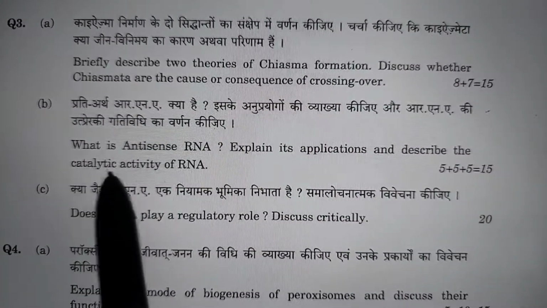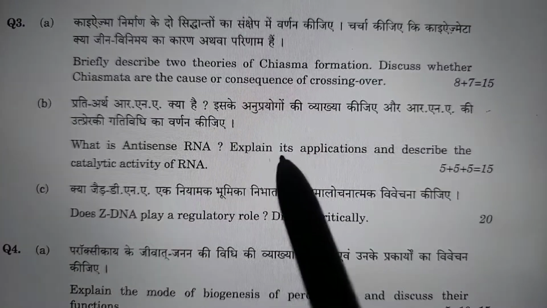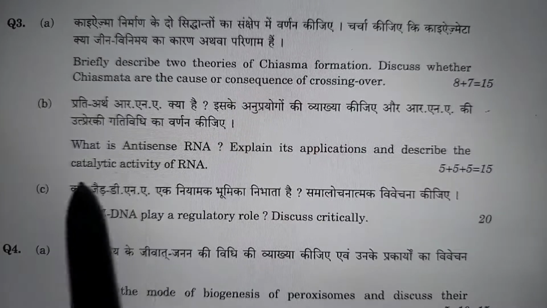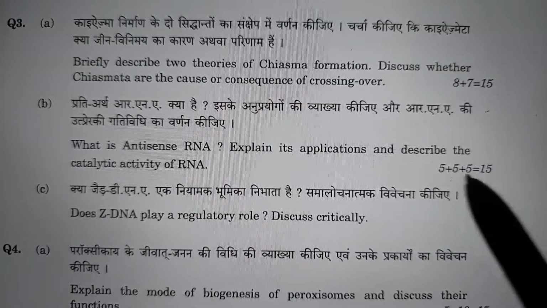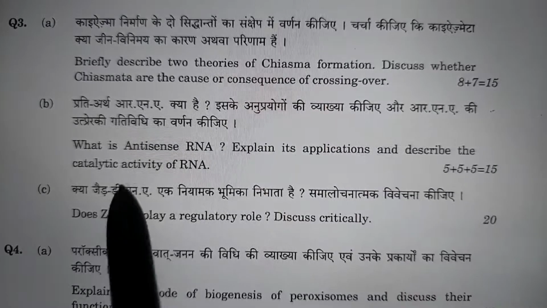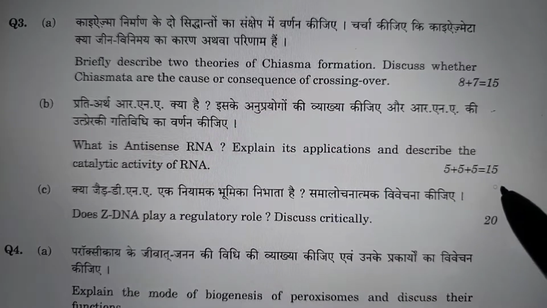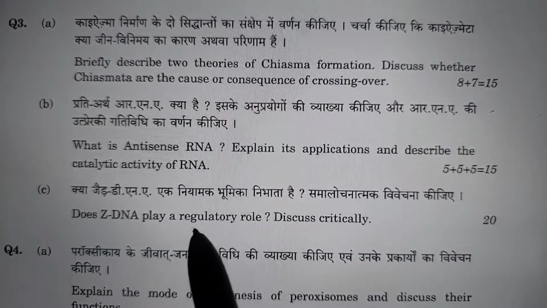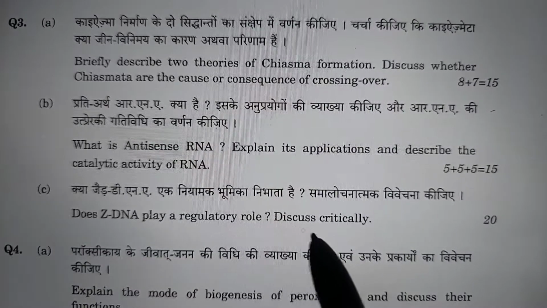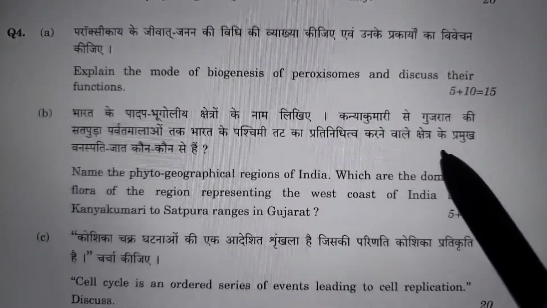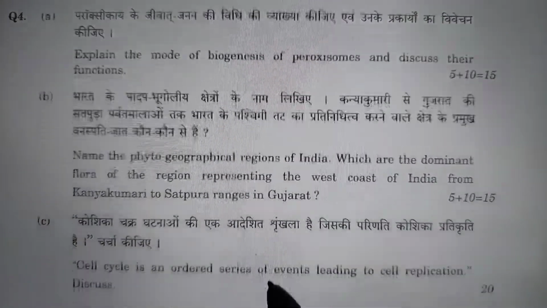B is what is antisense RNA, explain its application and describe the catalytic activity of RNA. 5 marks each. The C is does siRNA play a regulatory role? Discuss critically, 20 marks. Okay, so this is question number 4 and it is also having 3 options.